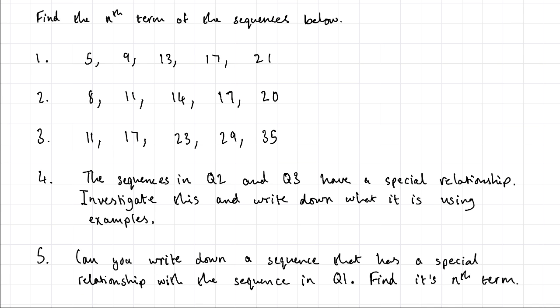And then I want you to do question 4, which is that the sequences in question 2 and question 3 have a special relationship. I want you to investigate this and write down what it is using examples. So write down what the special relationship is and use some examples to show exactly what you mean. And then question 5, I want you to write down a sequence that has a special relationship with the sequence in question 1. So maybe you're going to find something about these two sequences, and I want you to write a new sequence that will have a special relationship with the sequence in question 1, and I also want you to find its nth term. So do all of these questions and then bring that to the lesson.